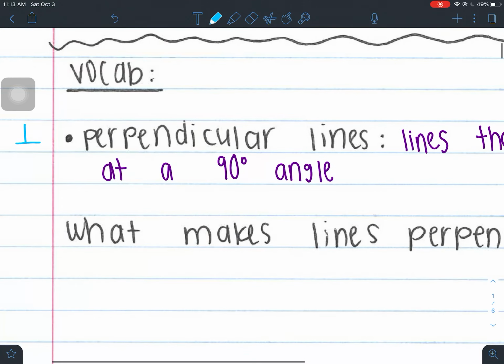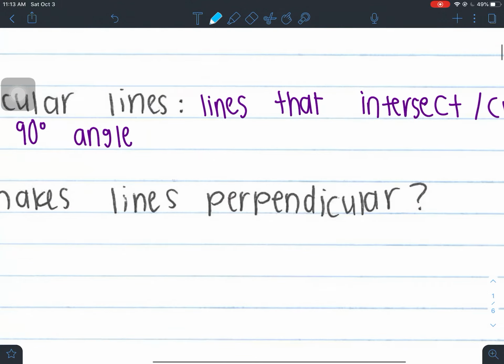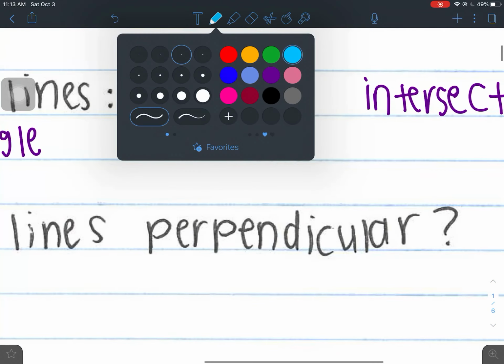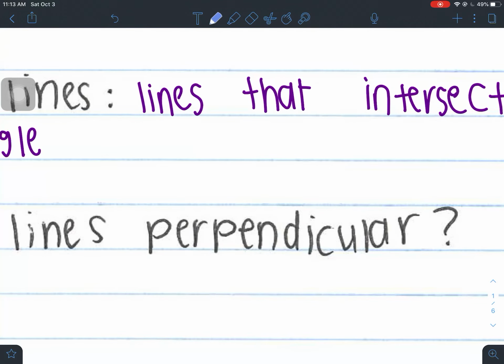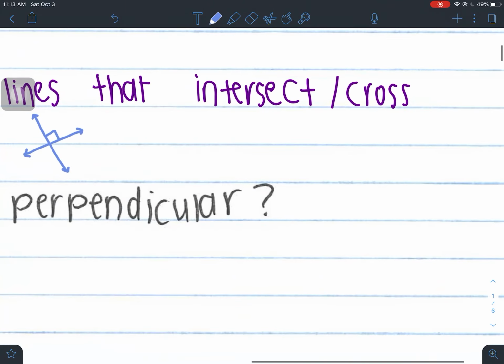Now for parallel lines, those are lines that have the same slope. They're never going to intersect. Perpendicular lines do not have the same slope, but they do intersect at a 90-degree angle. So if you want to draw yourself a little picture to help you see, we could draw one that looks like this. And you want to make sure that when you draw it, it intersects as best you can at 90 degrees. So you're going to have a 90-degree angle here. Those are going to be perpendicular lines.